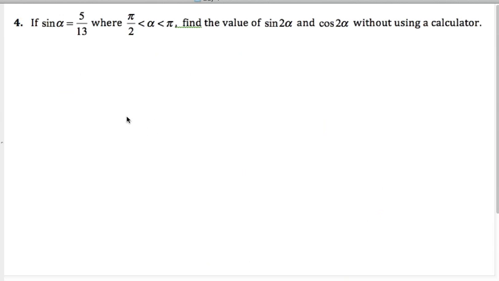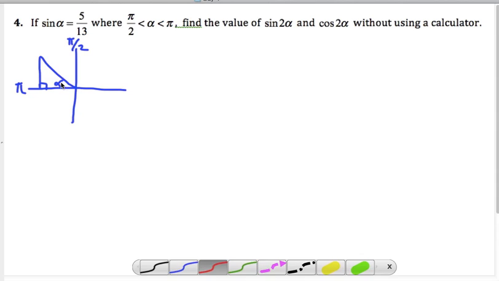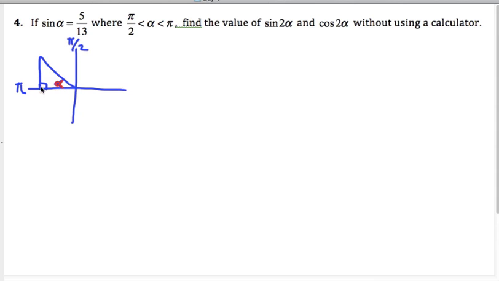Alright, number 4: if sine of alpha is 5 over 13, where alpha is between pi over 2 and pi, so that means in the unit circle, that's pi over 2, and this is pi. There is my triangle, and there's my alpha. Let me change the color of alpha. There's my alpha. So opposite is 5, and the hypotenuse is 13.